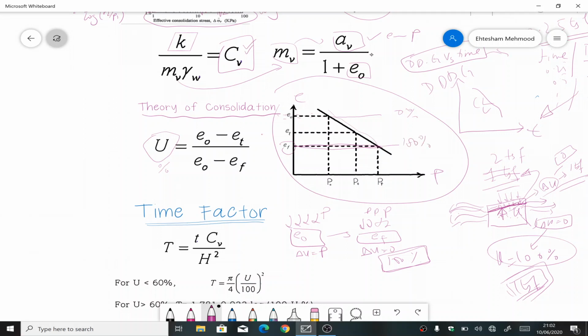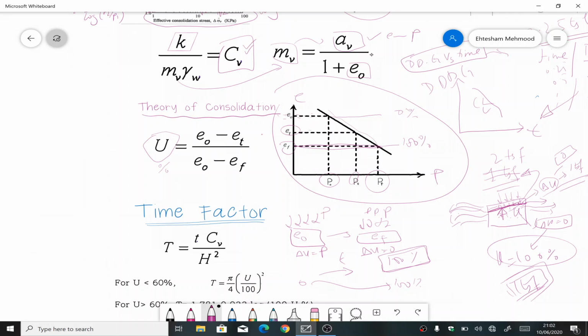Alright, so from the e-p curve we can find out P naught and we can find out PF. Anything in between is represented by ET. So let's say our specimen was loaded, and after some time has passed, some water has dissipated, but all the water has not dissipated. That will mean our consolidation will be between 0 to 100%. All right, and how can we find out how much consolidation has occurred?